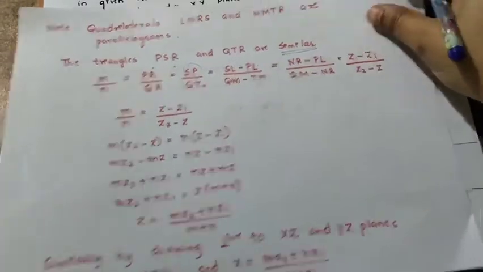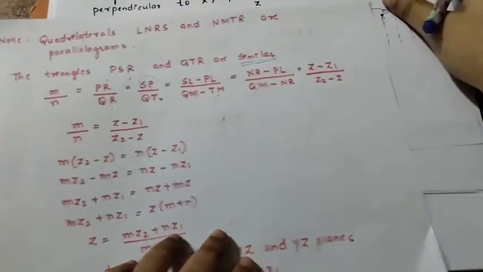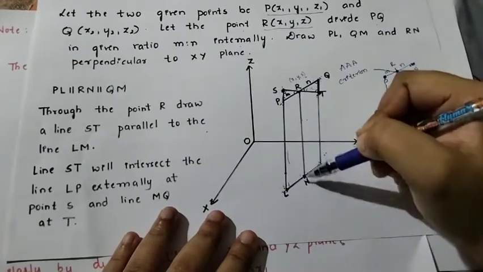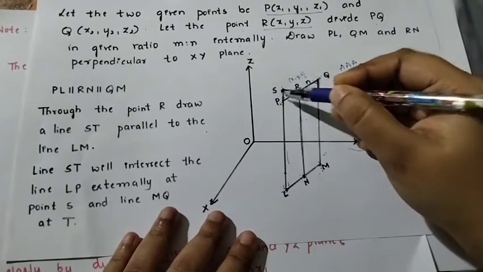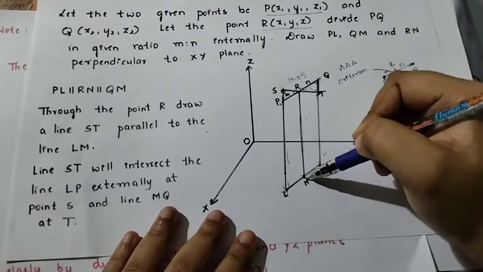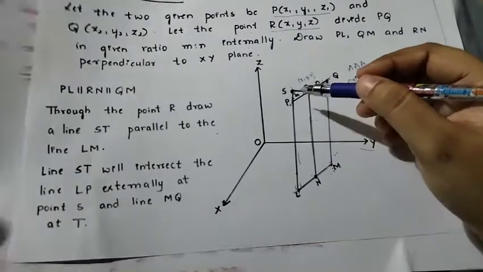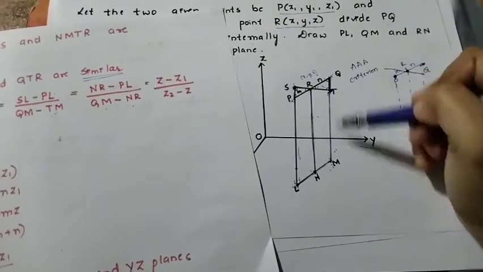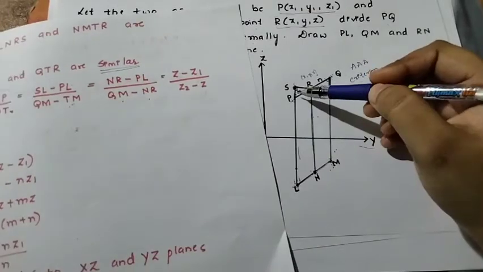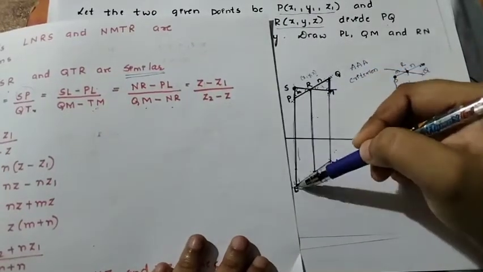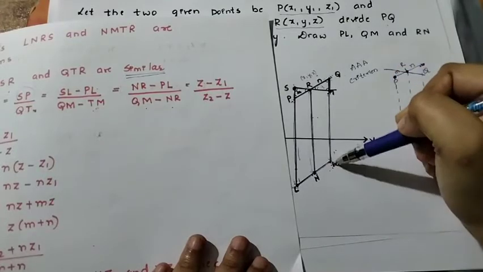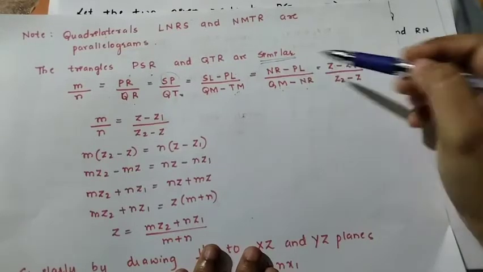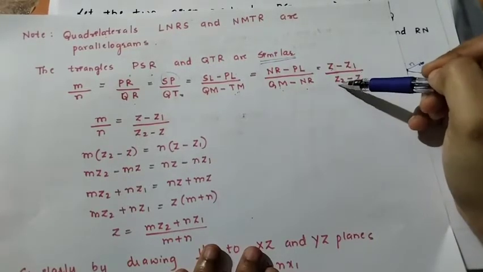Then we know that SL is equal to NR. If you see the diagram, SL is equal to NR length. This is NR. So in place of SL, write NR. So it will be NR minus PL divided by QM minus NR, because TM is also equal to NR. Here they are writing NR in place of SL, and again NR in place of TM. NR is Z minus Z1 divided by Z2 minus Z.